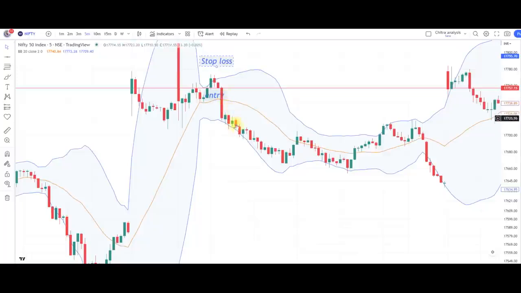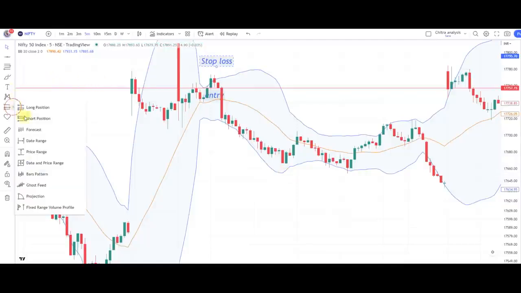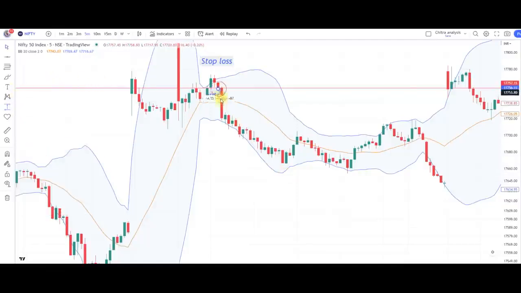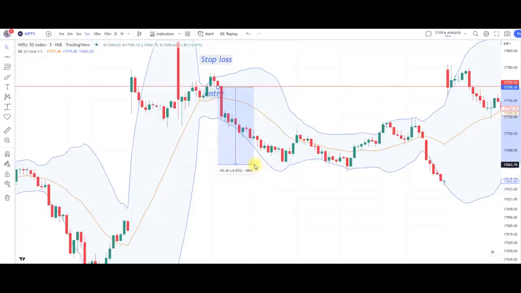So on that day we got a very nice down move. You can see that the first target is the 20 SMA. After that, the second target will always be the lower Bollinger Band. You can see that the price is continuously going down. We can see how many points we got in this particular trade. That is 37 points. After that, again the price moved down till here. So 93 points in Nifty for the intraday traders.